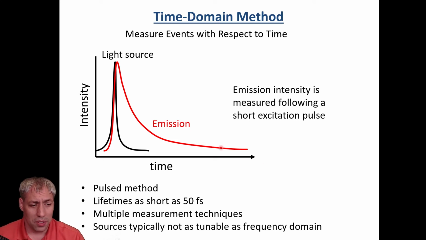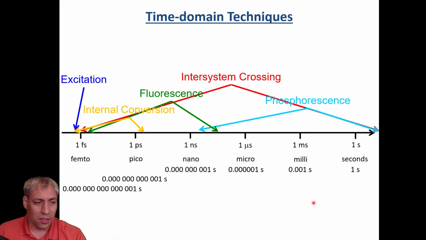Pulsed methods can get you down to as short as 50 femtoseconds. So I think the highest time resolution comes from time domain measurements. There's a bunch of different ways to do this measurement depending on what time scale you want to work at. Unfortunately, the source is typically not as tunable as in the frequency domain, unless you have things like an OPA or an OPO where you can tune your laser pulses, which again are becoming increasingly popular and easy to use.